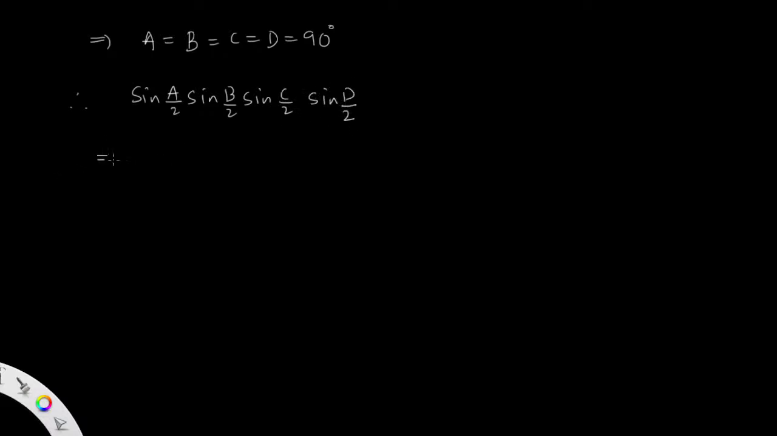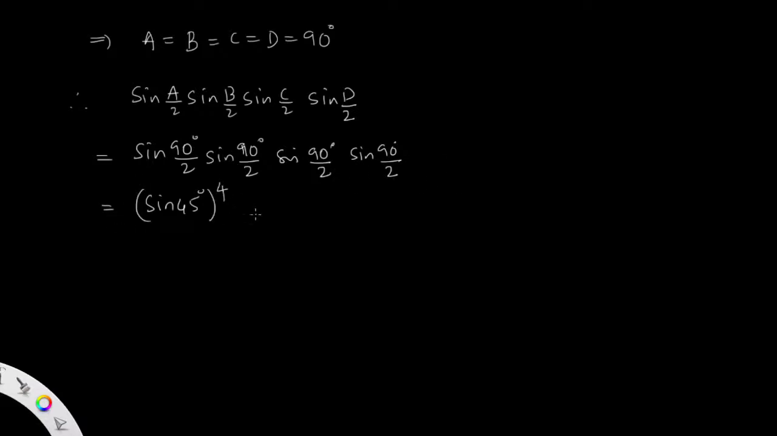Substitute in this one, then sin of 90 by 2, and again the value is 90 only. So that is 90 by 2 here also. And then sin of C in the place of 90, and then cos D in the place of 90 by 2. Then it goes to sin 45, sin 45, sin 45, sin 45. How many times? 4 times.